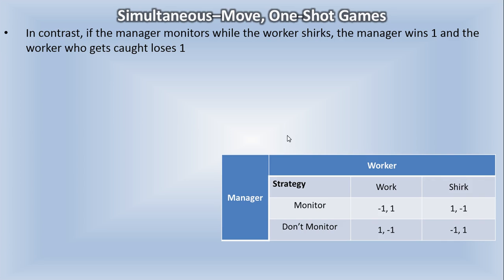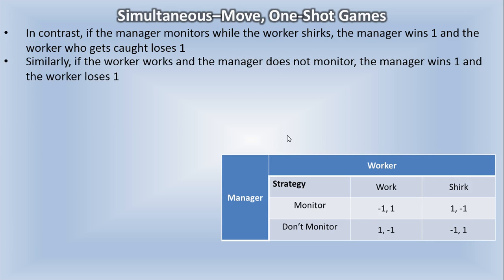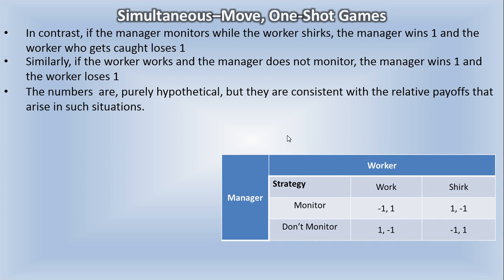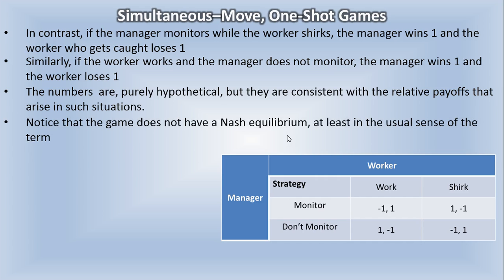So again, the manager monitors and it was worth their time because they caught their worker shirking and now they can get rid of them or whatever and hire a better worker. Similarly, if the worker works and the manager does not monitor, the manager wins 1 and the worker loses 1. So that's essentially the situation where the manager doesn't have to engage in a spot check and the worker loses because they didn't get to slack off. The numbers are purely hypothetical, but they're consistent with the relative payoffs that exist in such situations.